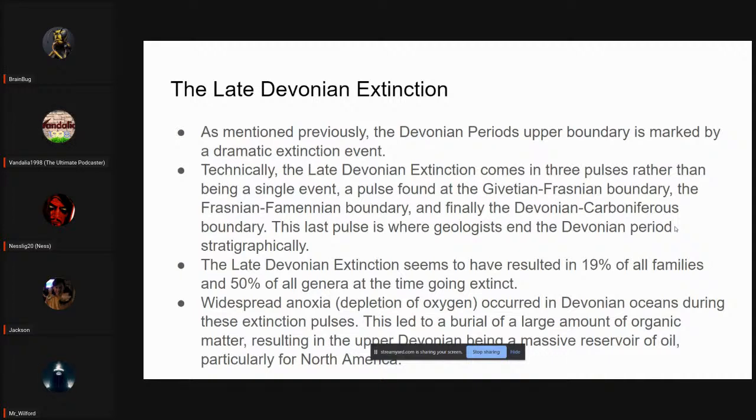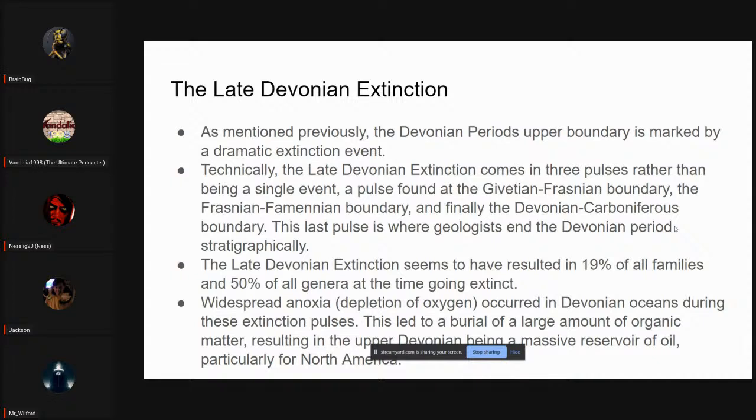Quick question real fast. Was this the smallest of the mass extinctions? If I recall correctly, yes. But it was still pretty bad. Even the smallest of the big five is still big. Yeah, exactly. And in relation to that, it seems to have resulted in 19% of all families and 50% of all genera at that time going extinct. Bye-bye. Good night forever. And once again, somehow we survived.